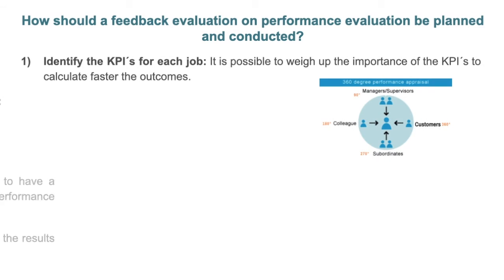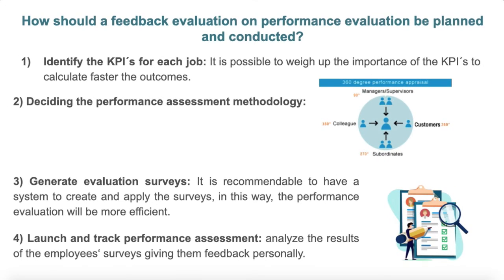Now, there are 4 important steps to plan a good feedback evaluation, which are: Step 1. Define the minimum score required for each job. In the second step, you can classify it in the following way.